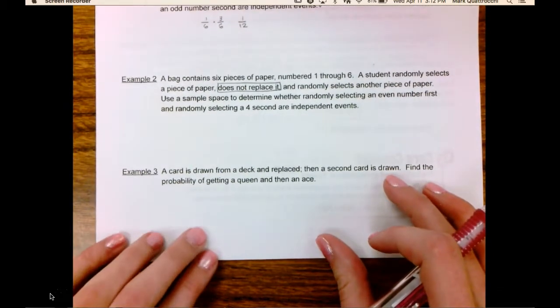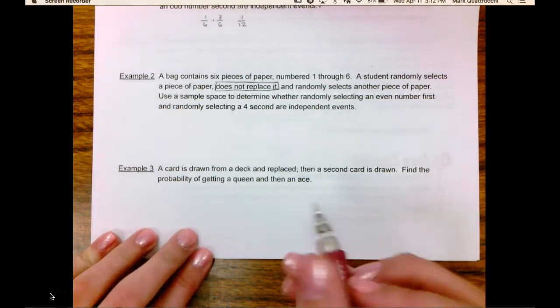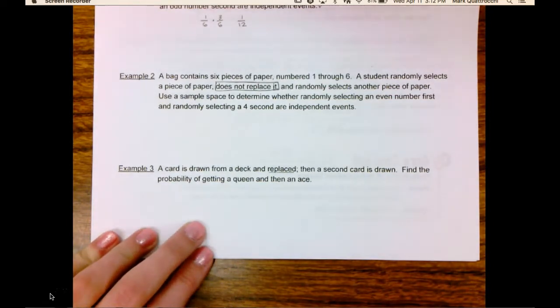Example 3. A card is drawn from a deck and replaced. Then a second card is drawn. Find the probability of getting a queen and then an ace. So because these cards are replaced, you know that these are independent events, and you can multiply the probability of the events together to get the total probability of the events occurring.